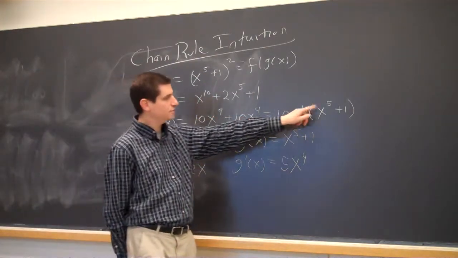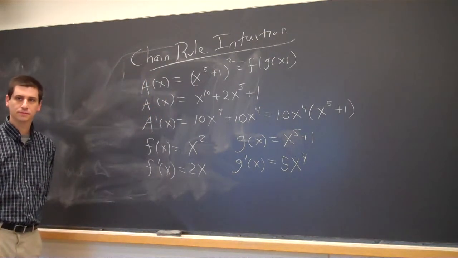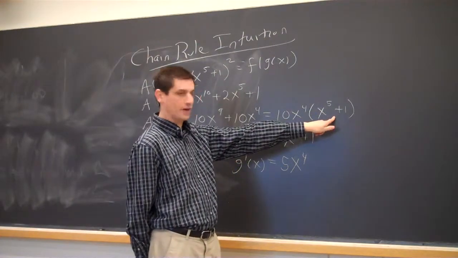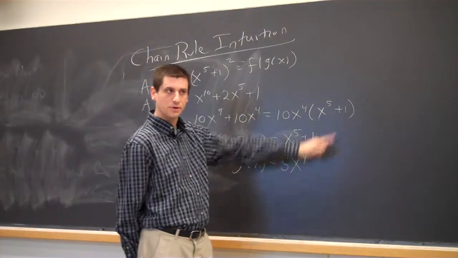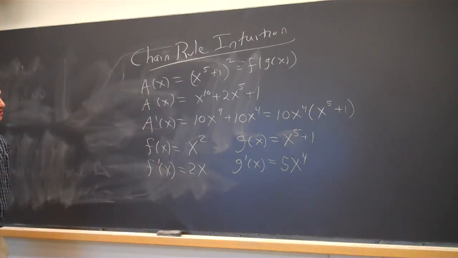I've got 10x to the 4th times x to the 5th plus 1. X to the 5th plus 1, that's just my g of x. Right? What about my 10x to the 4th? F prime of x times g prime of x. Nope. 2 times g prime of x. Okay, it is 2 times g prime of x.